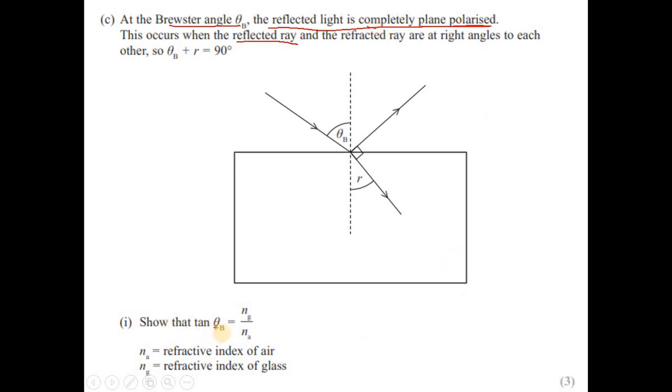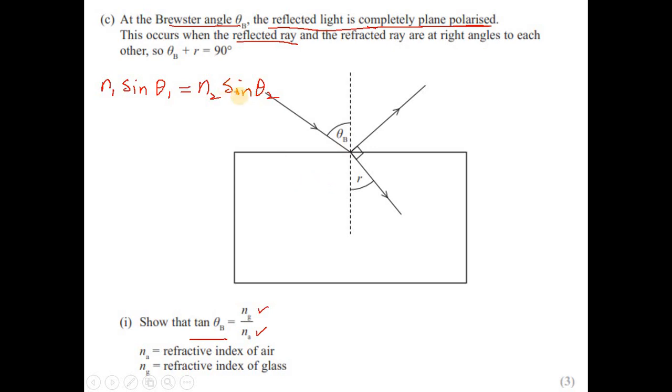So show that tangent theta b is equal to Ng over Na, where Na is the refractive index of air and Ng is the refractive index of the glass. So we need to derive this equation according to the given condition. And we know that, because we are dealing with refractive index, we have a relation of the refractive indices of two mediums with the angles. So n1 sine theta 1 is equal to n2 sine theta 2.